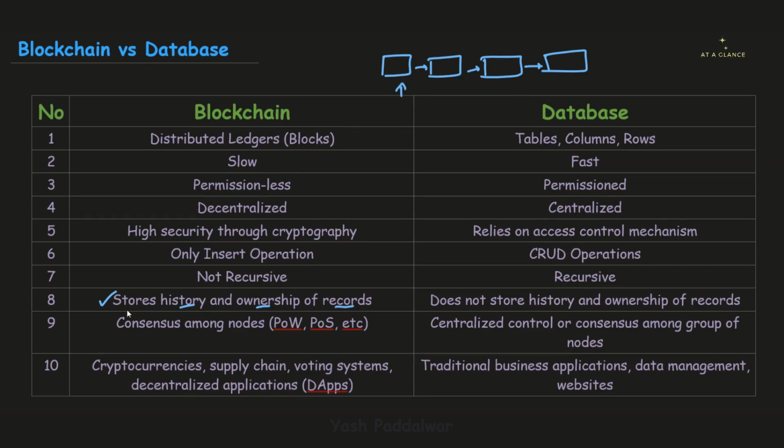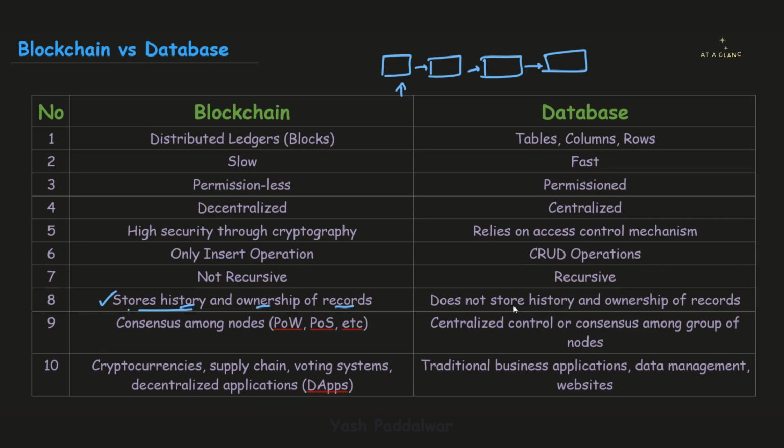So this is going to be a part of the history, and the ownership of records will also be stored. Every single node that is involved in the blockchain, every single node's ownership will also be stored permanently. There might be cryptocurrencies or certain resources that are a part of that particular node. That ownership of each and every node will also be stored permanently.